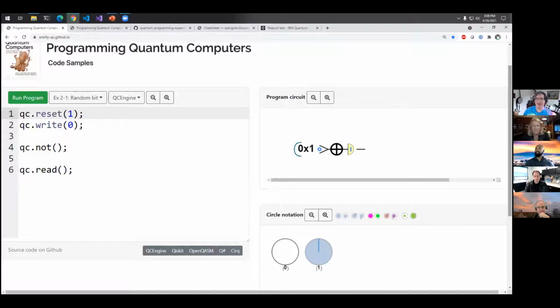Let me flip over to the simulator. What I have here is a NOT. This again is JavaScript code. The first line creates our 1 qubit. The second line writes a 0 to it. Then we do the NOT operation and then the read operation. The thing I really like about this simulator is that you can click through it and it animates based on what the operations are doing. I've already run this program. I'll click it again.